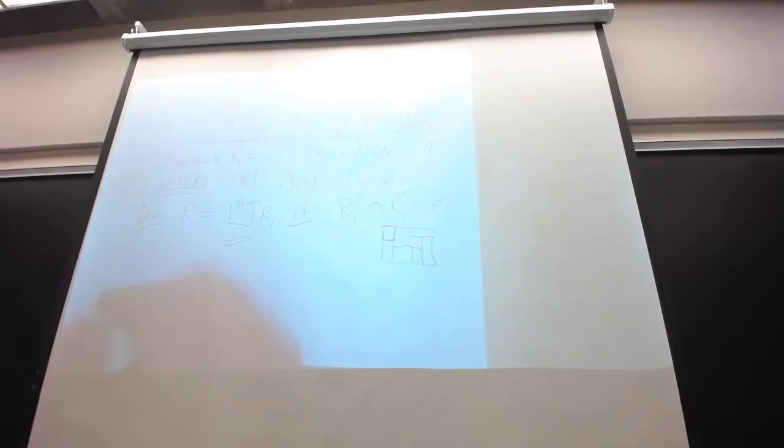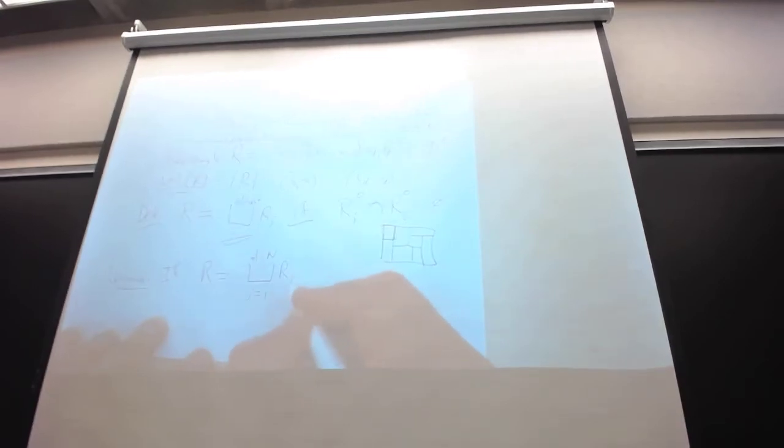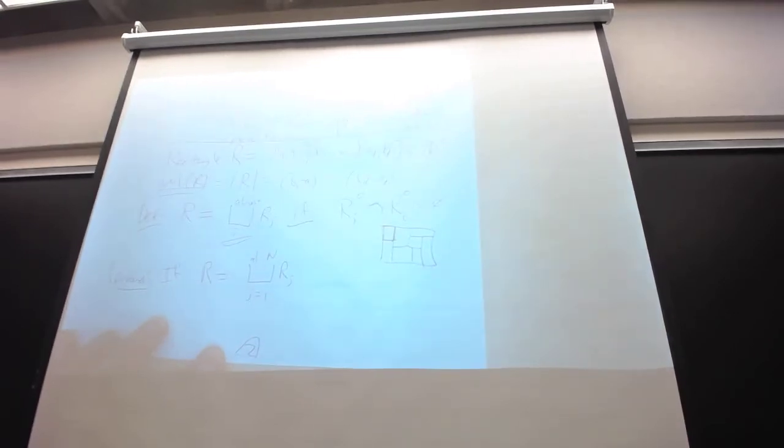Okay, so lemma: if I have an almost disjoint decomposition of a finite number of rectangles, if R is the almost disjoint decomposition of a finite number of rectangles, then the volume of R, or the length of R, is exactly equal to the sum of the volumes of these rectangles.